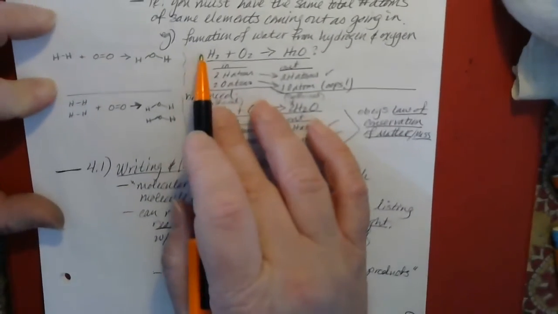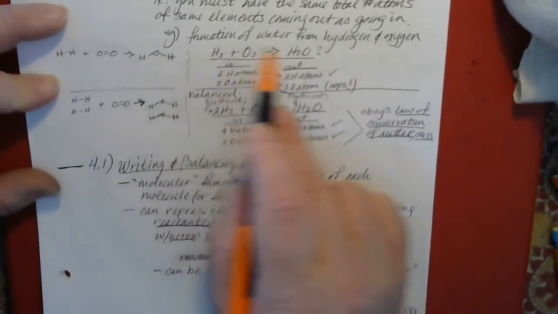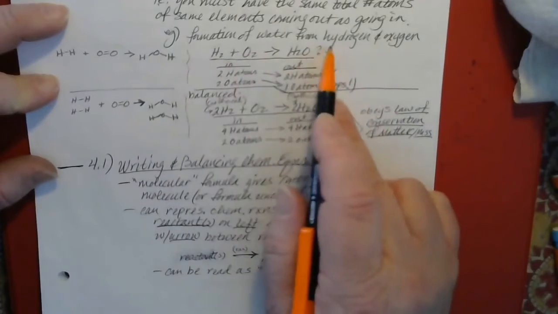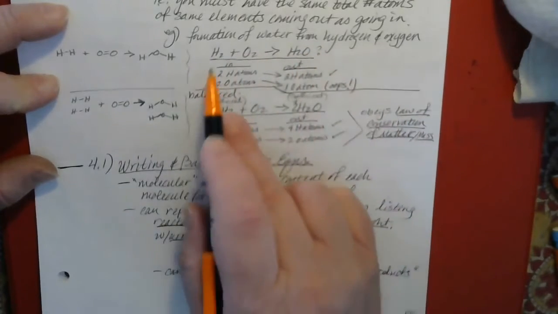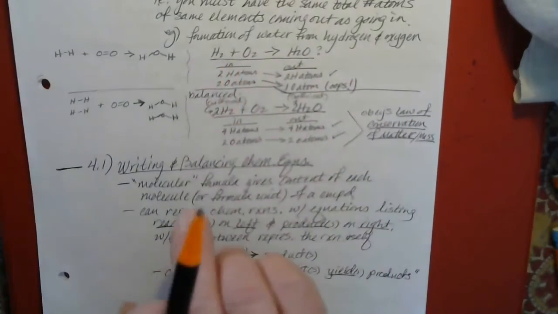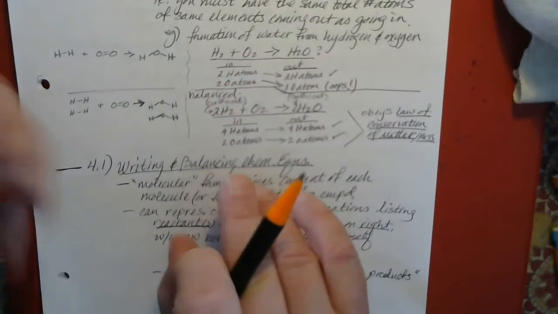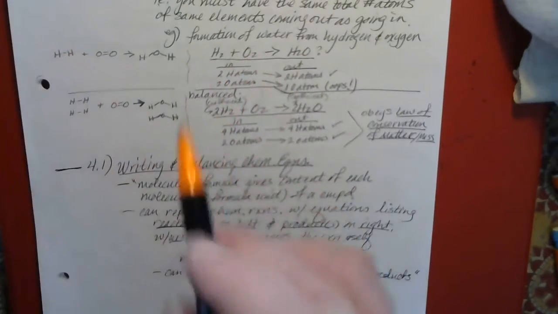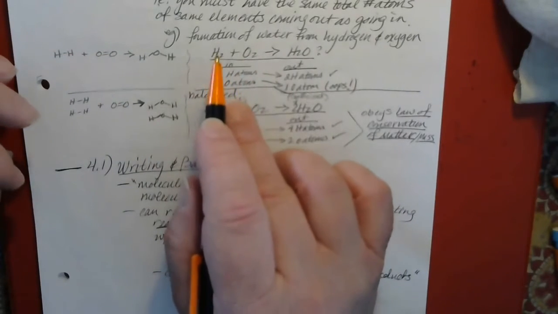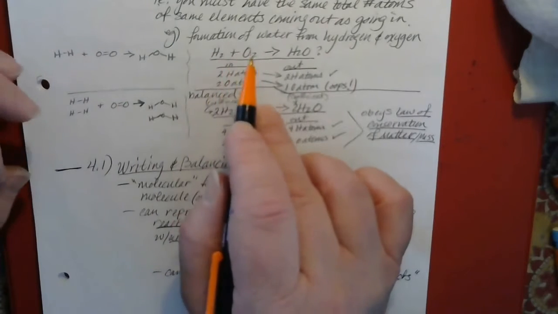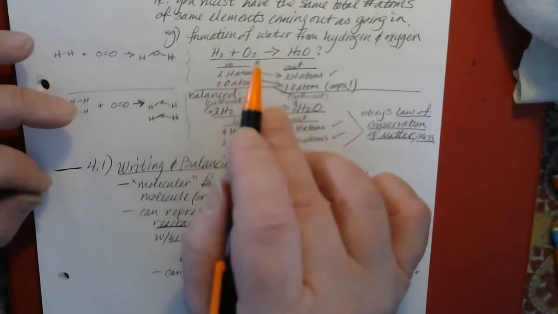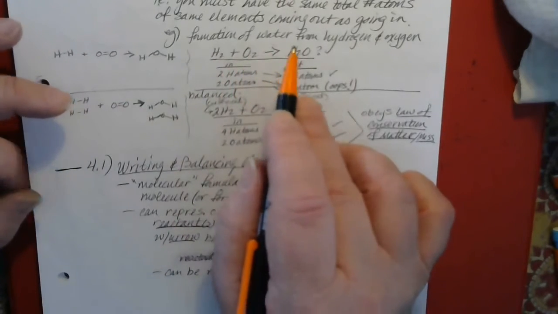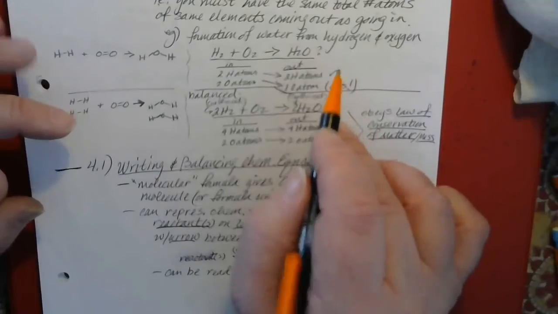And just a quick, fairly obvious example. If you were to form water from hydrogen and oxygen, hydrogen and oxygen are both diatomic gases. So in other words, the atoms only come in pairs. So hydrogen would take the form of H2 and oxygen would take the form of O2. And we try to form H2O from that.